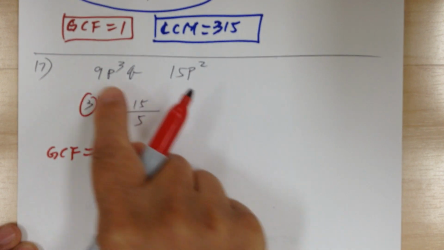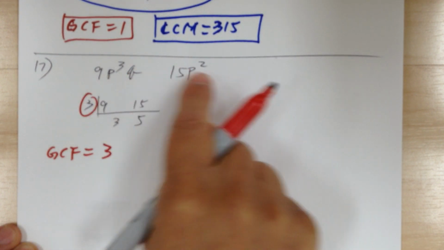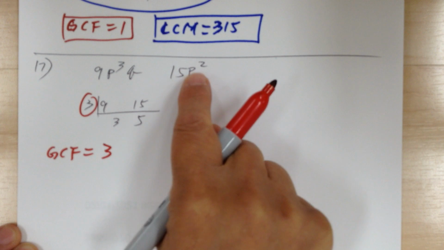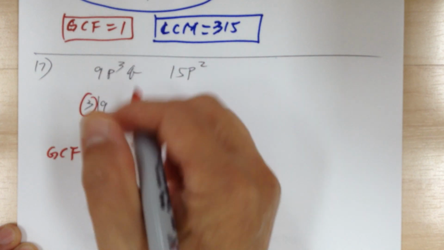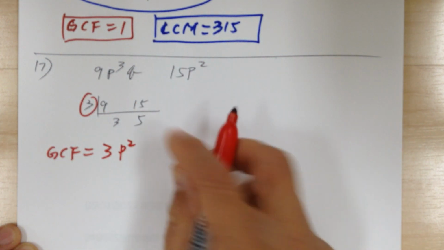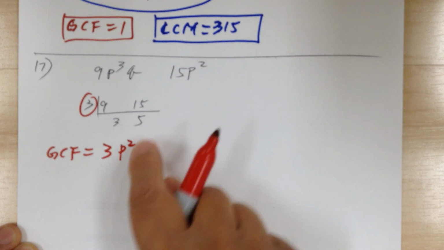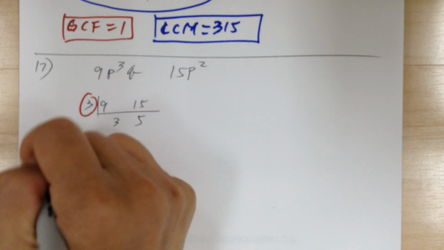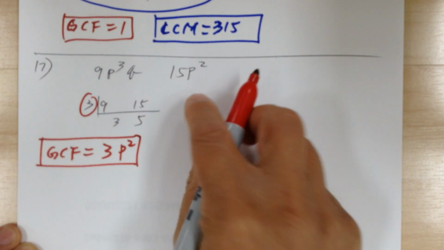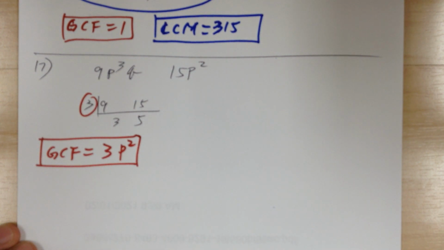And now when you're doing the variable, you have to take the lower of the two. So you got p^3 and p^2, so it'd be p^2. You got q to the 1 and no q, so it'd be no q. So again, for the GCF, you take the lower exponent of the variable. Now do the LCM.